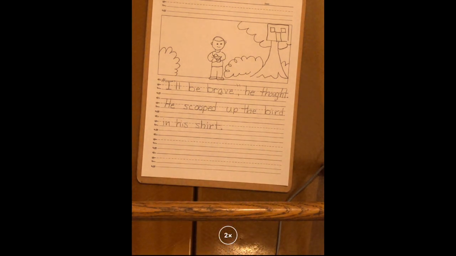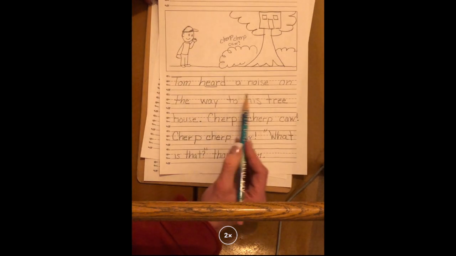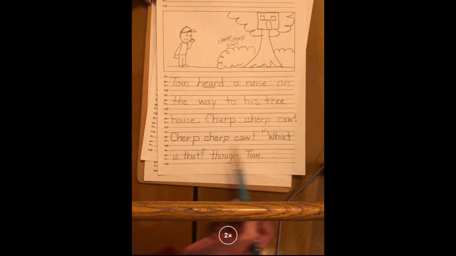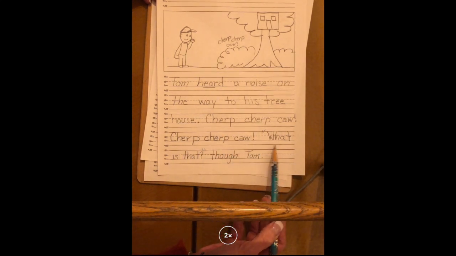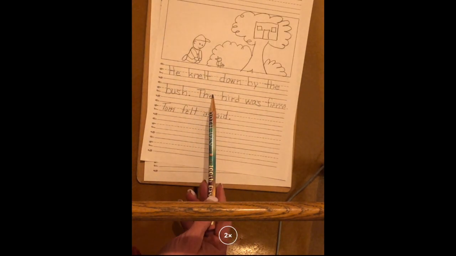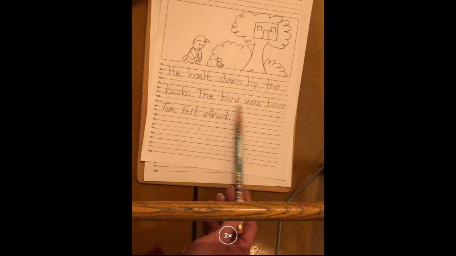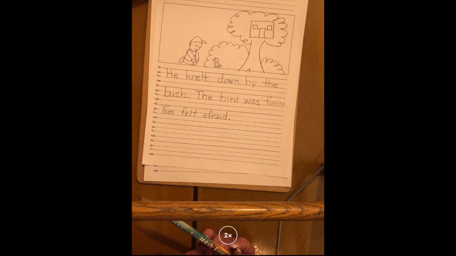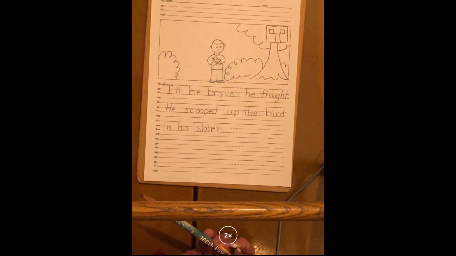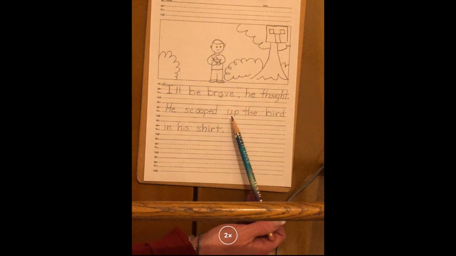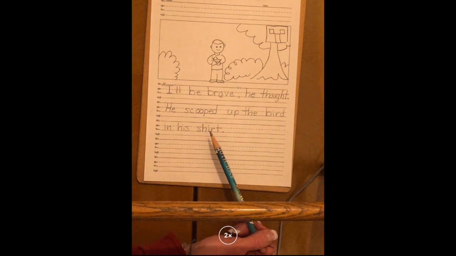So let's read the whole thing again just to make sure. Tom heard a noise on the way to his treehouse. Chirp, chirp, caw. Chirp, chirp, caw. "What is that?" thought Tom. He knelt down by the bush. The bird was fierce. Tom felt afraid. "I'll be brave," he thought. He scooped up the bird in his shirt.